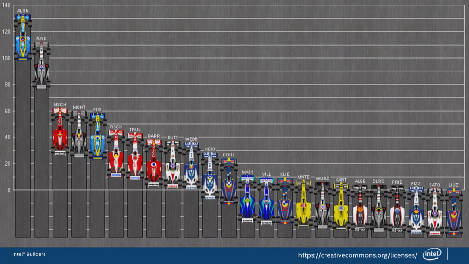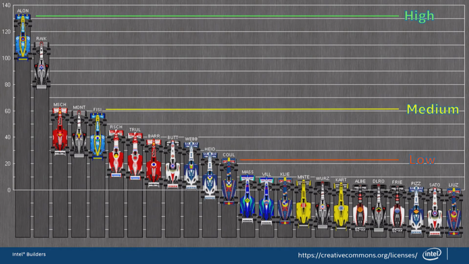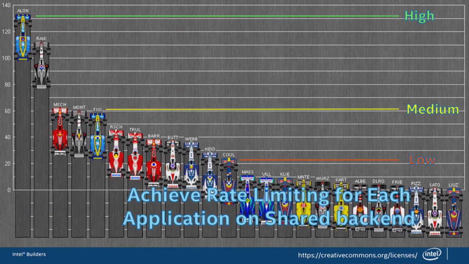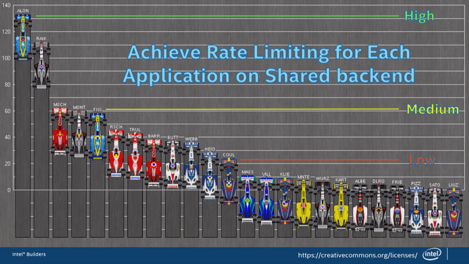So in this way, for the pictures, it's like Formula One racing cars from many years ago, and we can have higher, medium, low, corresponding to fast, medium or slow. And we can have rate limiting for each application on a shared backend. So this is the major reason that we bring the QoS on the vBdev, and for the shared storage usage case.